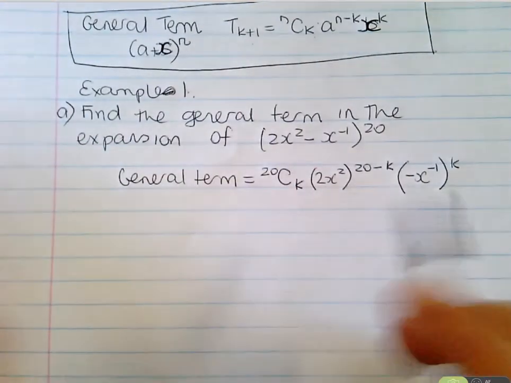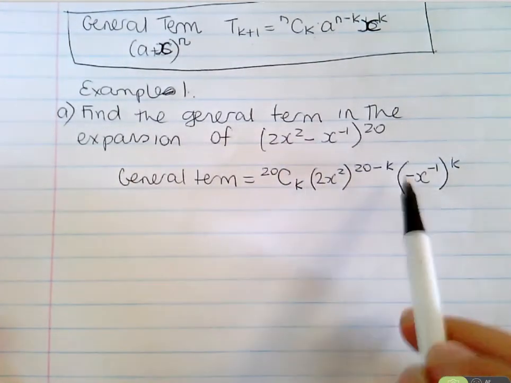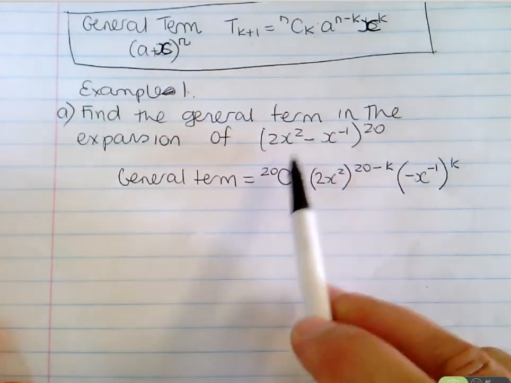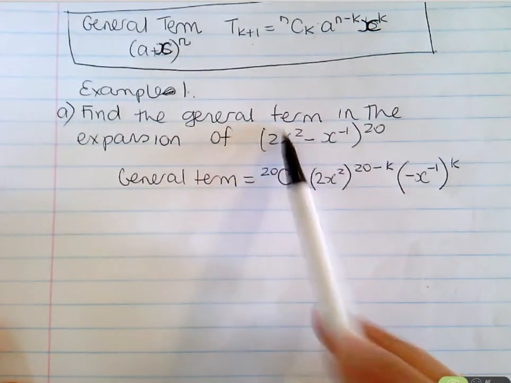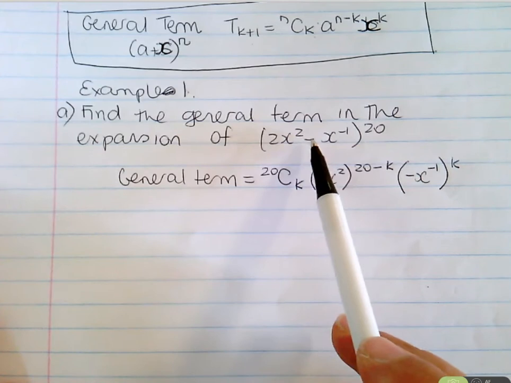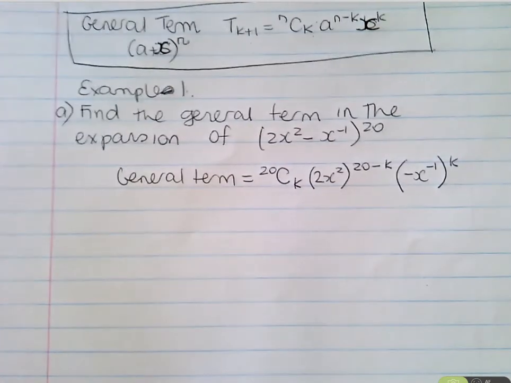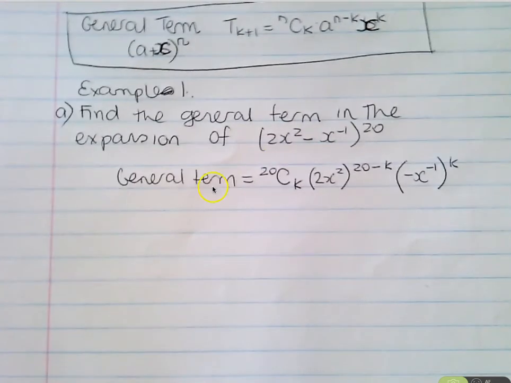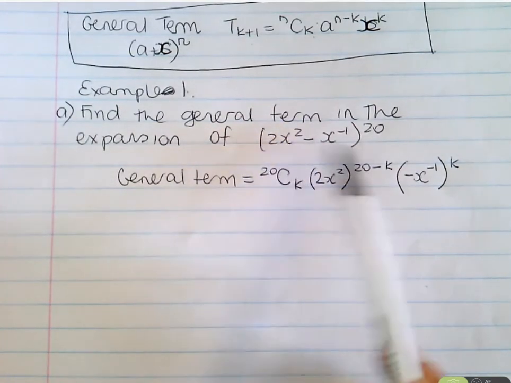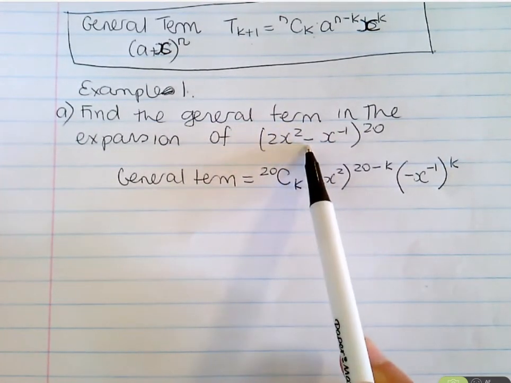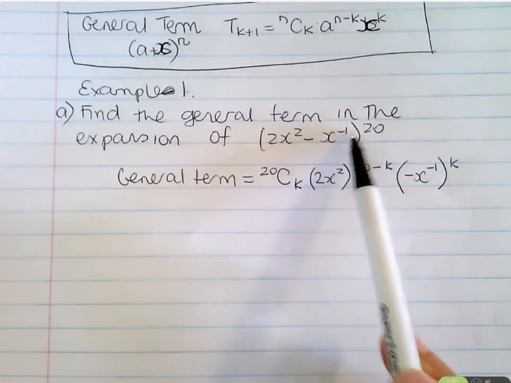So girls, just be careful here. If you've got a minus in the middle, your second term will be negative, because this is of the format (a + x)^n. a is the 2x squared, and x in this case is negative x to the minus 1. Do you want me to do an easier one first? This is not that hard. The first term is 2x squared, and your second term is negative x to the negative 1.